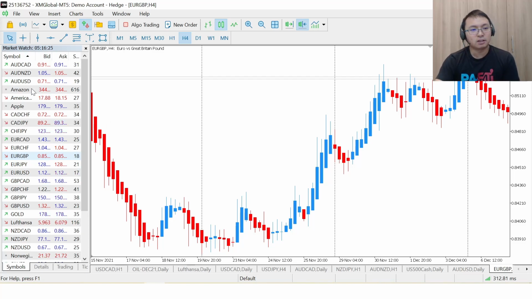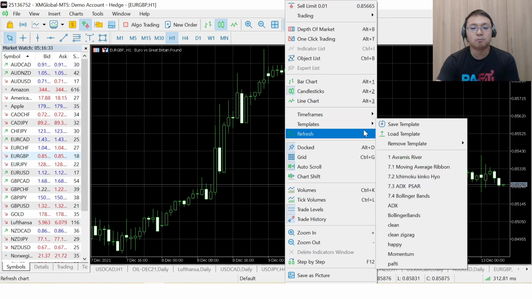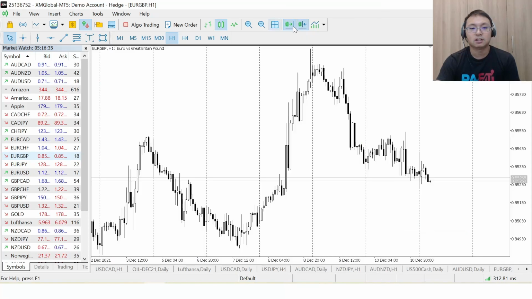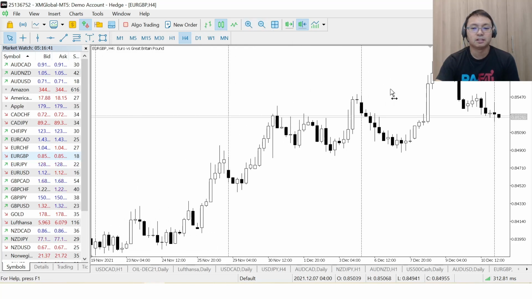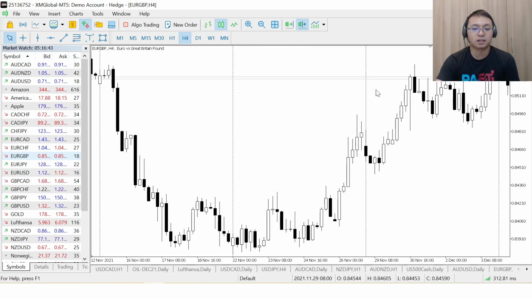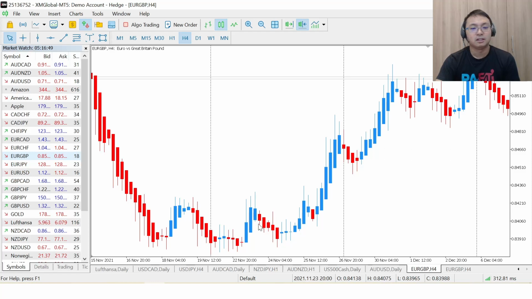So let's take a look at a similar chart para mas ma-compare natin. So right now I'm looking at Euro GBP. So bukas tayo din ng Euro GBP and let's just show the black and white charts that we saw earlier, and let's visit H4. Yan. Okay. So kung titignan natin yung kaninang chart natin, ayan, oh. So, this is our Heiken Ashi.